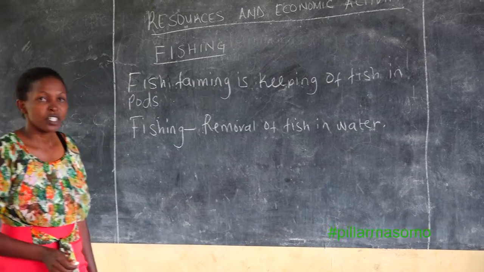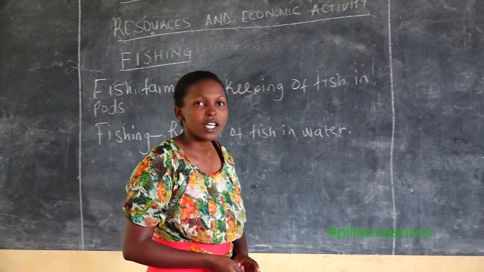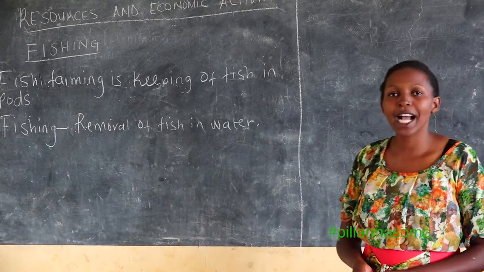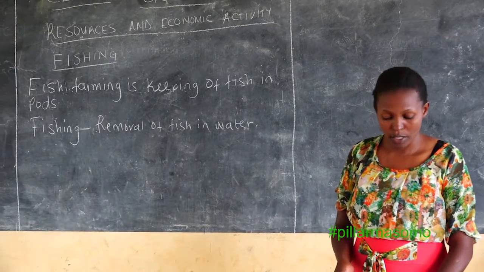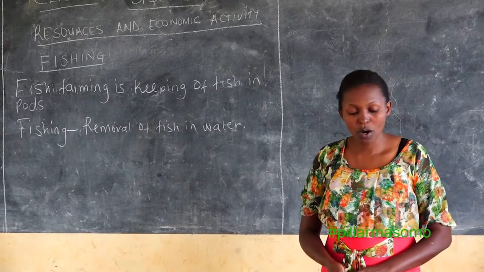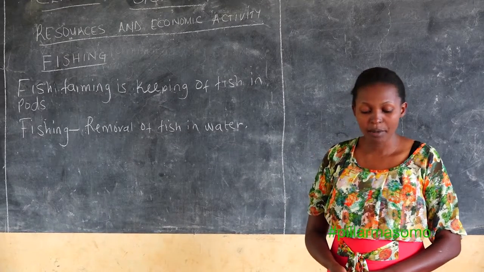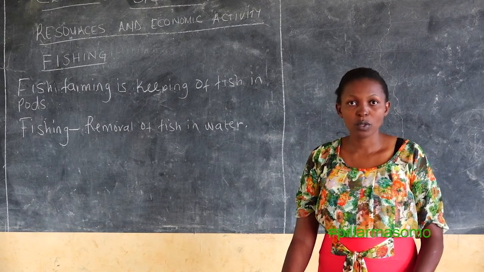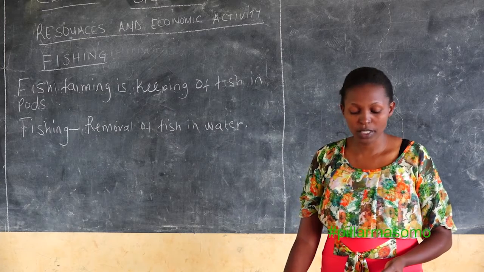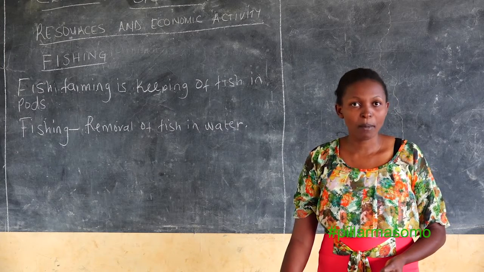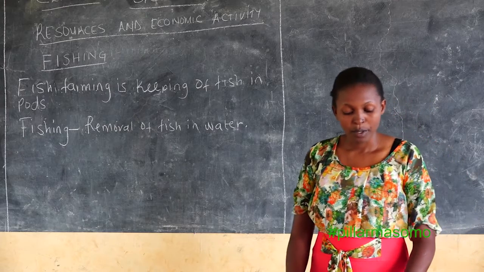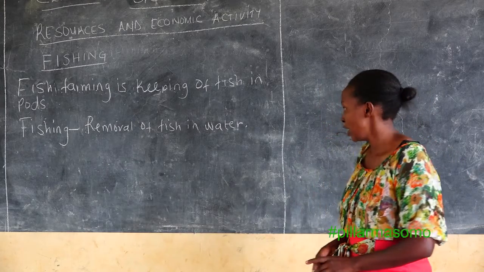So we have the word fishing. Fishing is the removal of fish, or of aquatic animals, from water. So now we continue on. The fish are bred and fed to supply farmers with protein. So whatever we get from fish, we get protein, and then the farmers can sell their fish to get income. We have the word fishing ground.